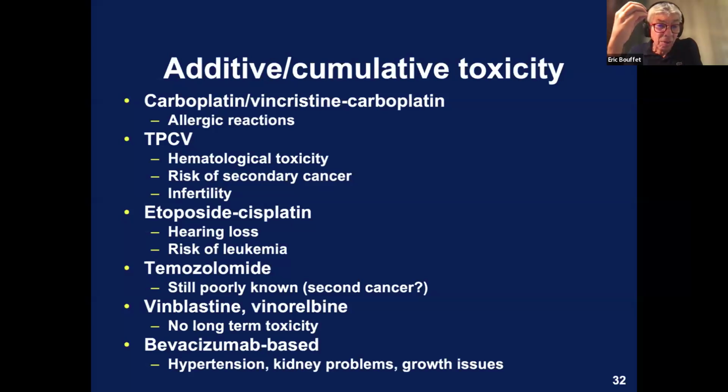So what is the toxicity of the treatment? How can it damage the patient? Carboplatin vincristine is fantastic as long as the patient doesn't develop an allergic reaction. So that's a problem. TPCV is much more aggressive and can have some specific risks. Etoposide cisplatin, which is used in many Asian countries, has a risk of hearing loss. And I tell you, if you are blind already and you become deaf, it's terrible. Many of these children become autistic, in fact. So be very, very careful with this combination of etoposide and cisplatin. Temozolomide has very, very poor activity in low-grade glioma. And vinblastine and vinorelbine may be less active, but they have no long-term toxicity.